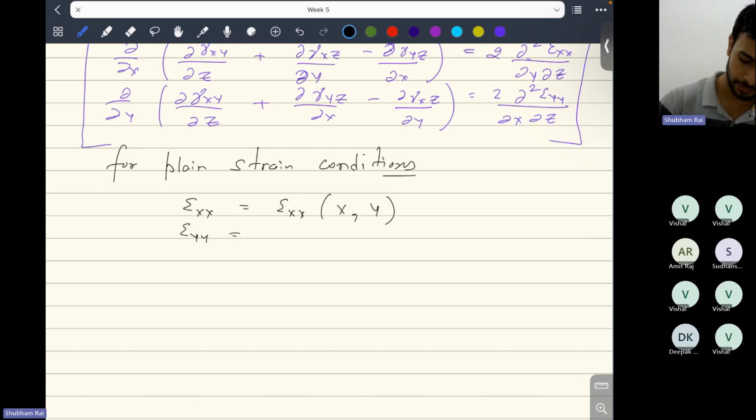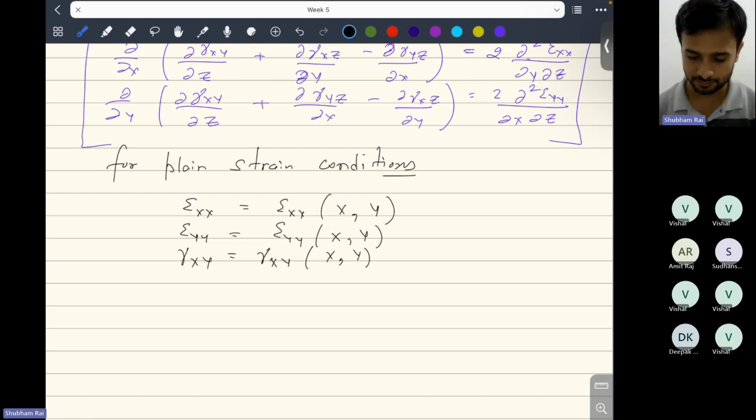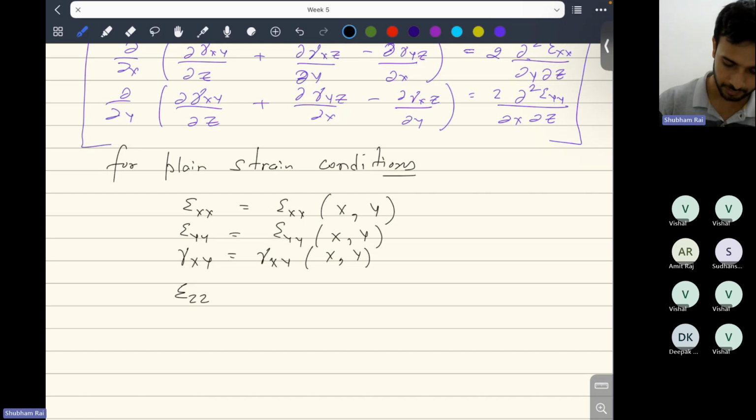So epsilon yy will be a function of x and y only, and gamma xy will also be a function of x and y. All other strains will be zero. So only in-plane strains will be there, and out-of-plane strains will be zero. Your plane is the xy plane obviously here. So epsilon zz, gamma xz and gamma yz, these three will be zero.